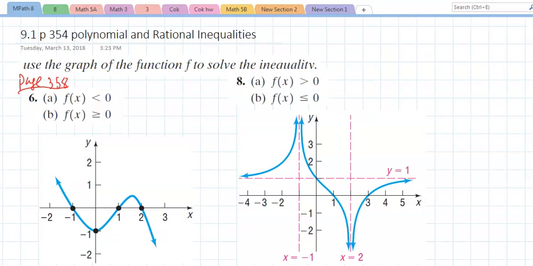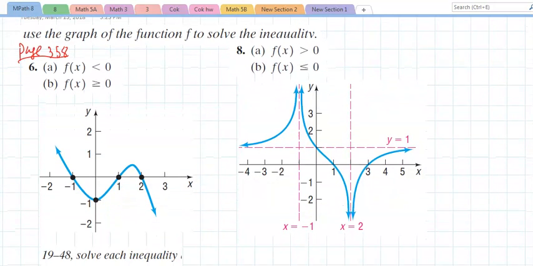Section 9.1 is on page 354, talks about polynomial and rational inequalities. Not equal, less than, greater than. So if I'm glancing at this problem, I'm trying to figure out if this is the graph of f of x, where is f of x less than 0?